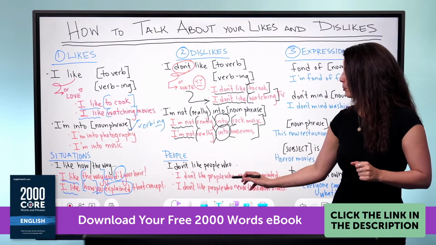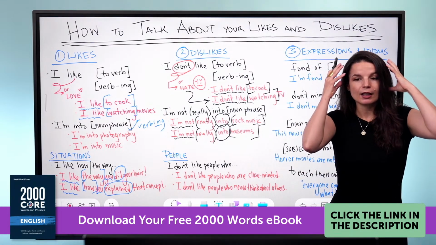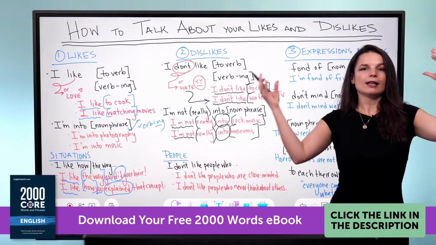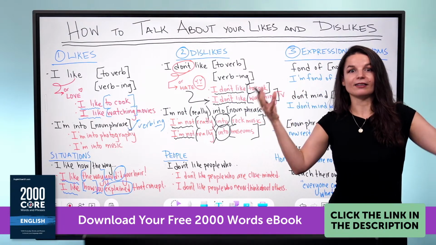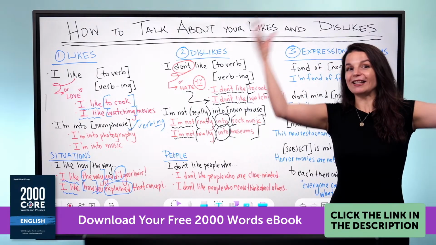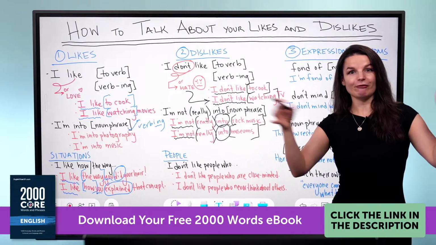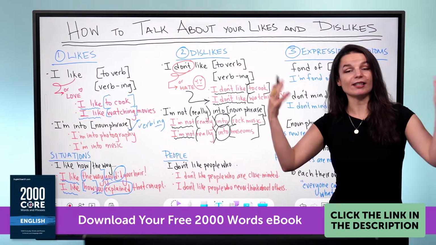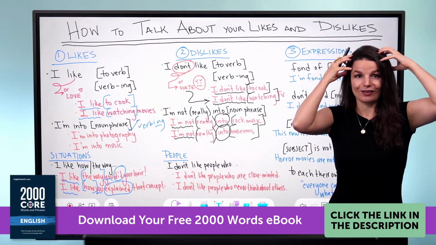I don't like people who are close-minded. If you don't know close-minded, it means they don't think about something outside their life or outside their mind, right? So open-minded is the opposite. They understand there are many ways to live life, many different interests, many different types of people. Close-minded means they don't accept new things very well, okay?